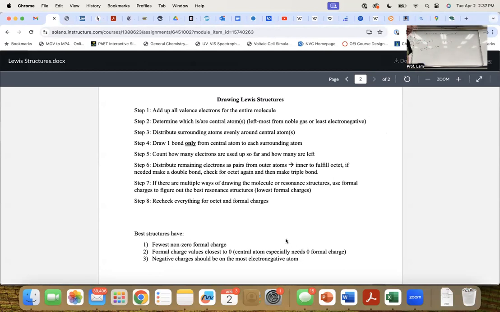Okay, that means if you have a non-zero formal charge, it should be as close to 0 as possible. So that's true. This is just a 1 minus, so that's as close to 0 as you can get. And then criteria 3, the negative charge should be on the most electronegative atom.